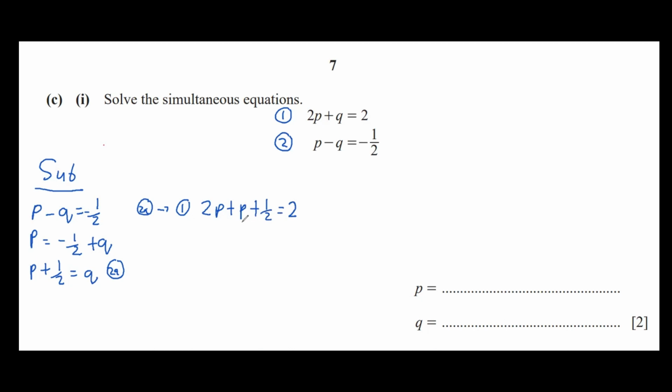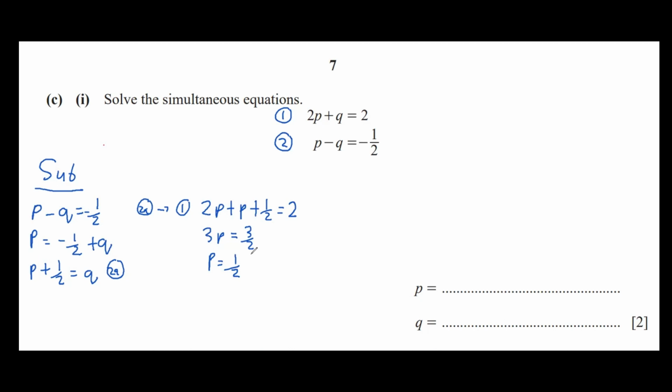And then from there, we can just collect up the numbers. So 2P plus P gives me 3P. I'll just move the half over, so 3P is equal to 3 over 2. And therefore, our only conclusion is that P must be a half. Then if P is a half, we substitute into any equation really, but given that it's simultaneous equations, it must work in both cases.